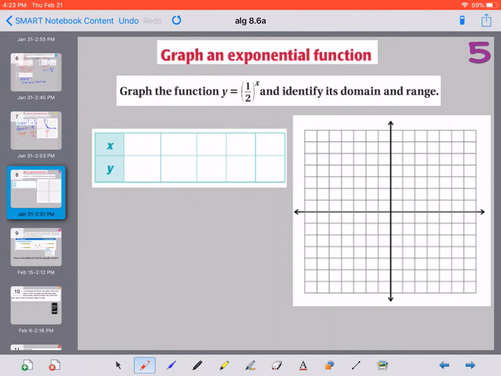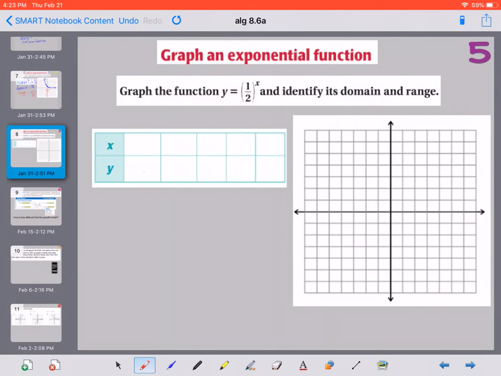Alright, I want you guys to try this one on your own. It's good practice, so maybe make sure you have a 0, 1, and 2, negative 1, and negative 2 in there. Then put those into your calculator so you can find your exponential function.